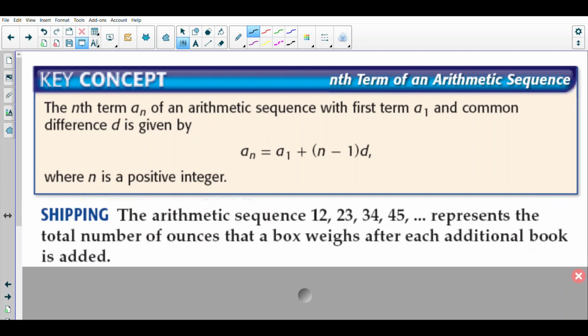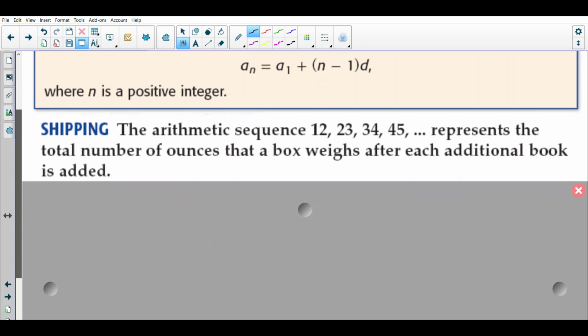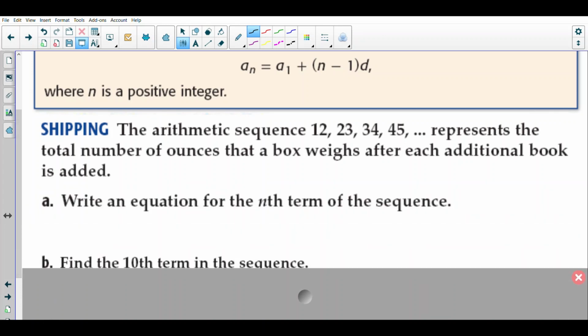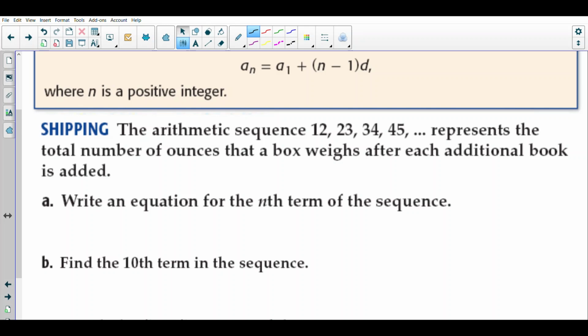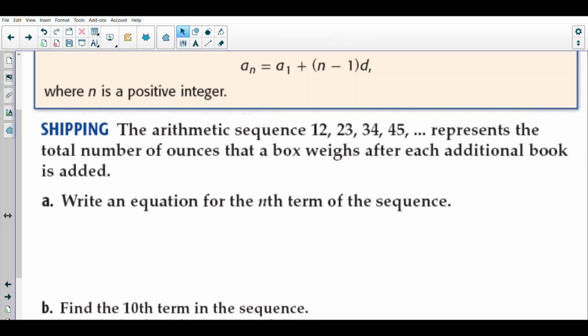So, for example, the arithmetic sequence 12, 23, 34, 45 represents the total number of ounces that a box weighs after each additional book is added. Write an equation for the nth term. Okay, so write an equation.